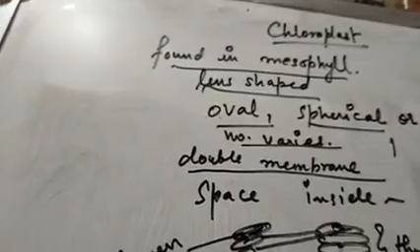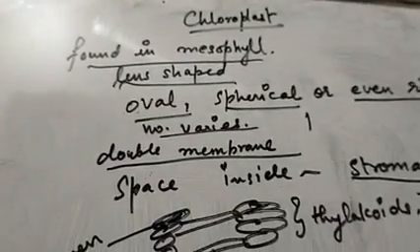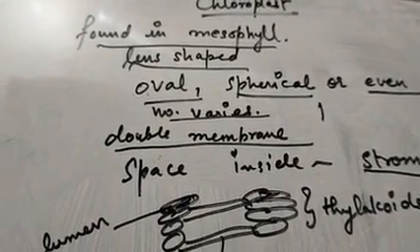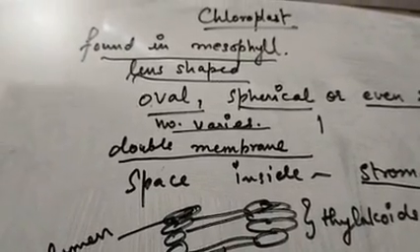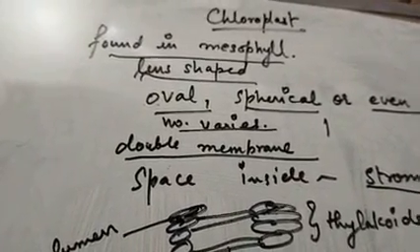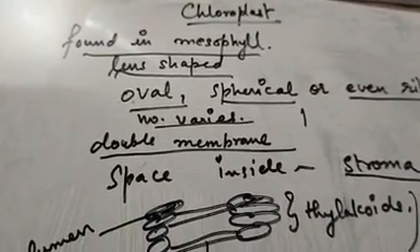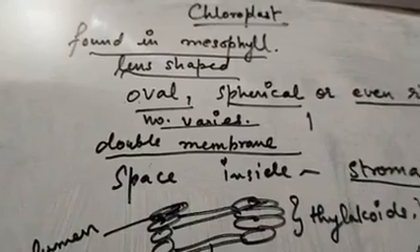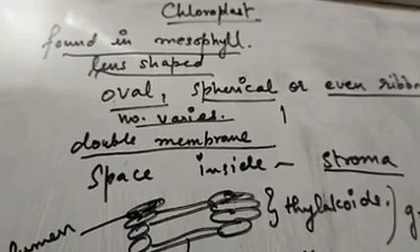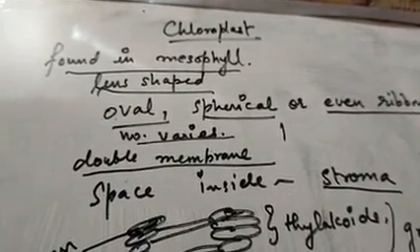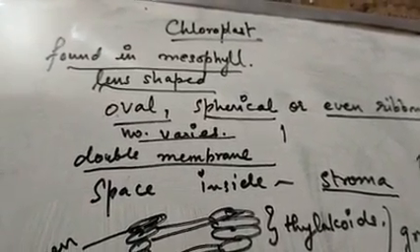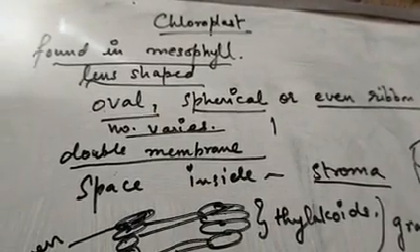The stroma, that means the inner part, contains many enzymes which are required for the process of photosynthesis. It even contains circular DNA molecules and ribosomes. Similar to mitochondria, they contain DNA molecules and ribosomes because they are capable of self-duplication. They can reproduce, they can produce one more chloroplast. Chlorophyll pigments are present in the thylakoids, and the ribosomes could be 70S or 80S kind of ribosomes.